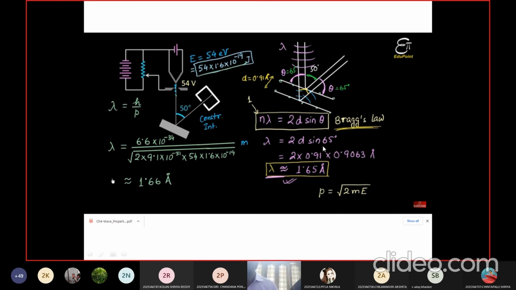Theta is equal to 65. Where did we get the 65? Theta is taken with respect to the plane and not the normal. In Bragg's law, that is 2d sine theta, theta is taken with respect to the plane and not the normal. So what is the angle between the normal and the incident ray? Half of 50, that is 25. So what will be this angle? This angle will be 90 minus 25, that is 65 degrees. So 2d sine 65.